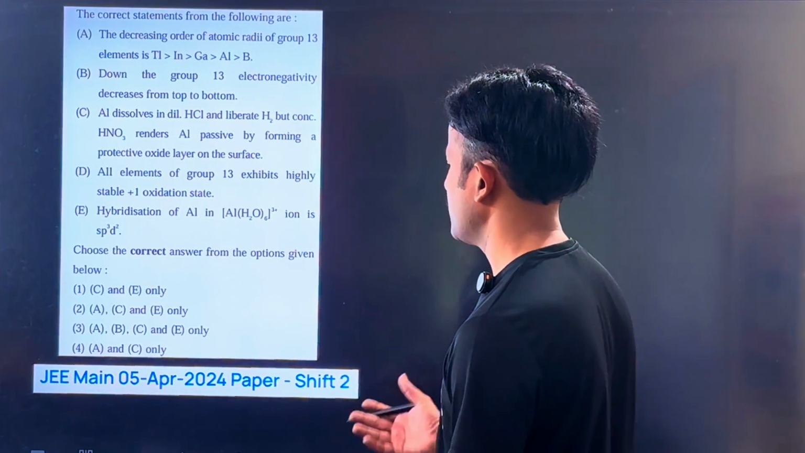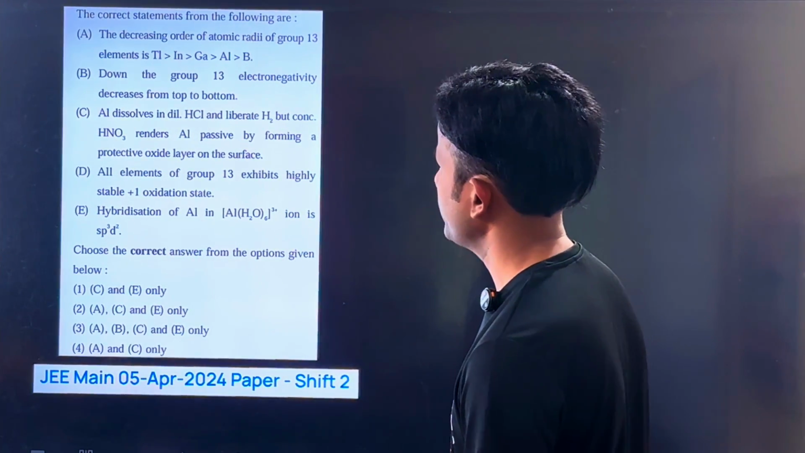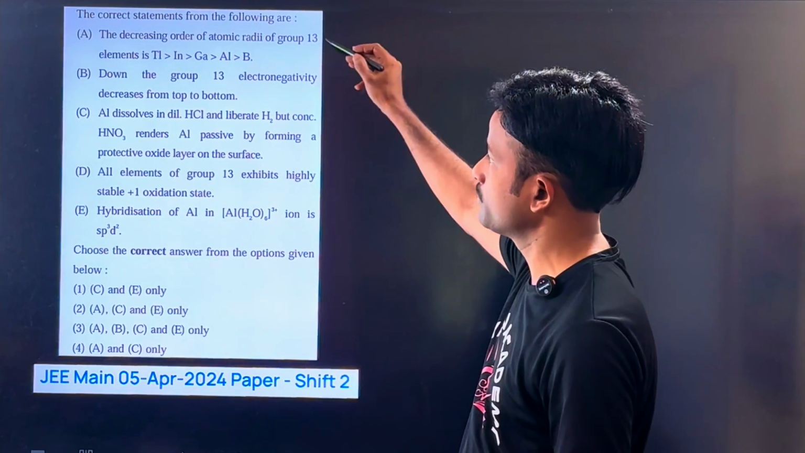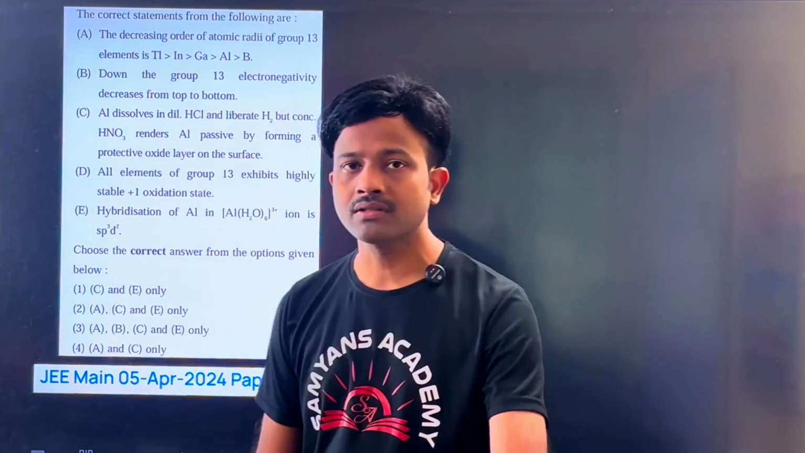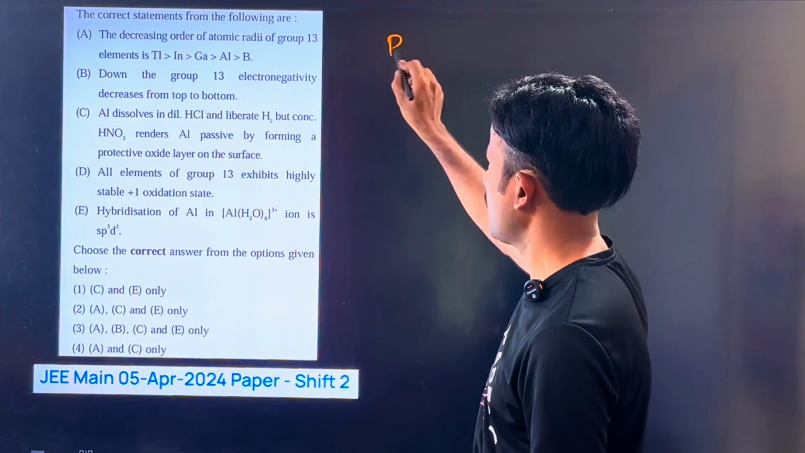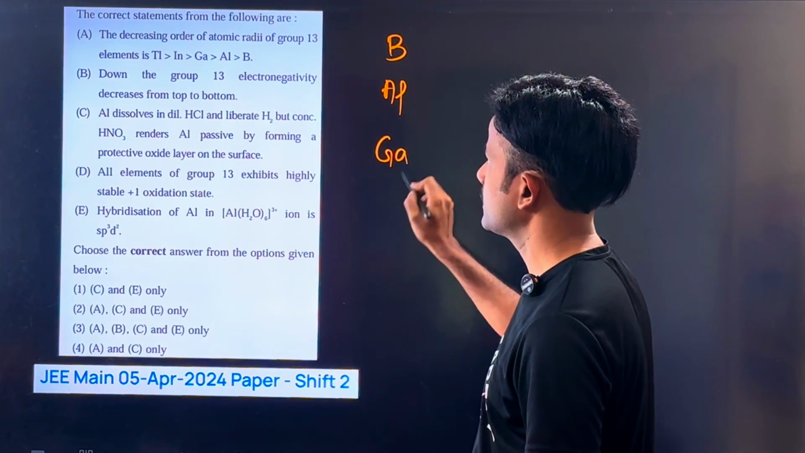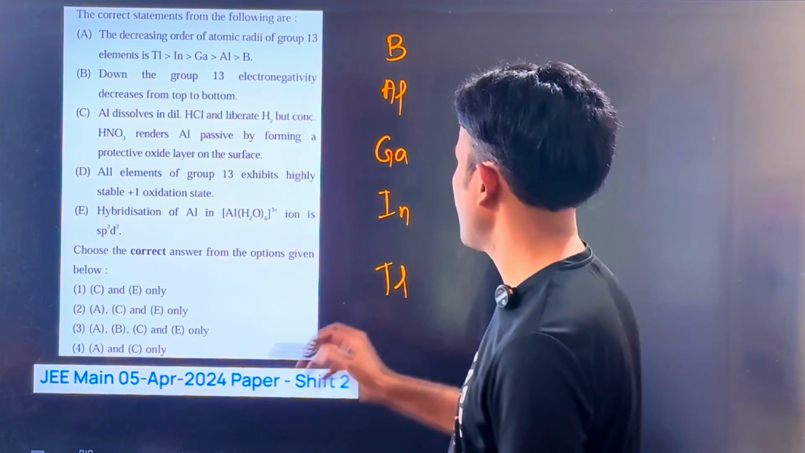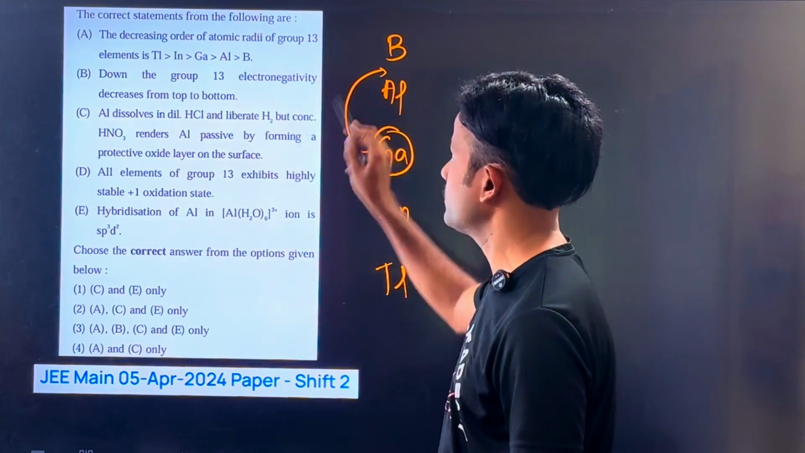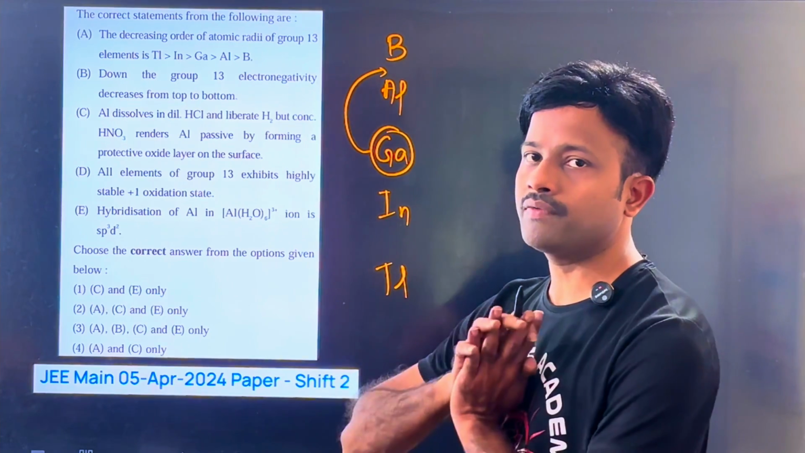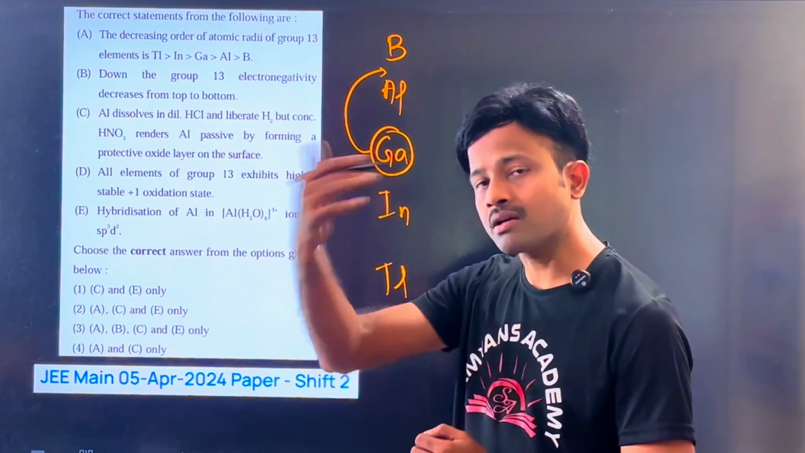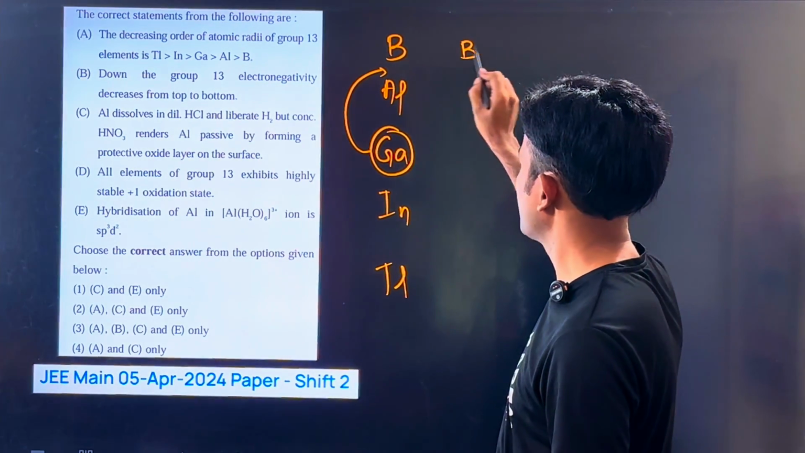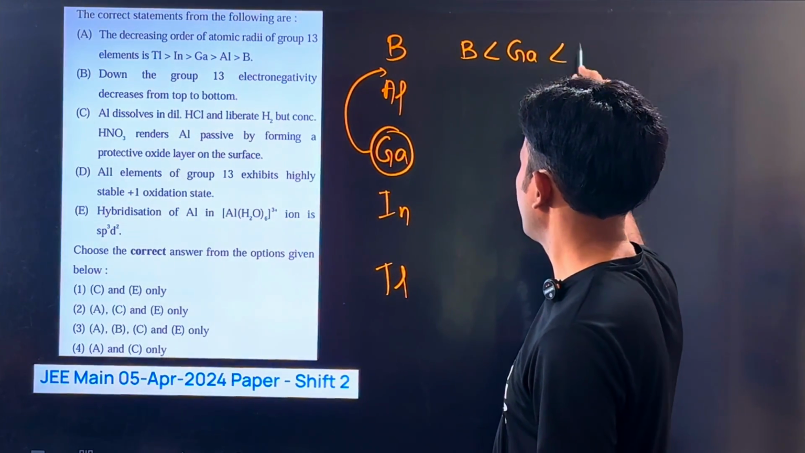The next question was given in the 5th April 24 Mains exam. The correct statement from the following about the decreasing order of atomic radii of group 13. We already just discussed it. Group 13 elements radius: boron, aluminium, gallium, indium and thallium. Now these are the exception case. Gallium is smaller in size compared to aluminium. Why? Because due to poor shielding of d electrons, the nuclear attraction on the last electrons increases, so size decreases compared to aluminium. Means after boron, gallium will come, next aluminium.